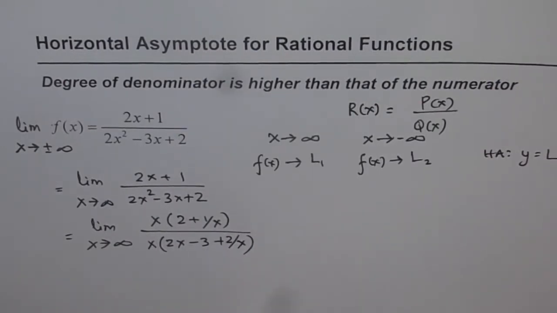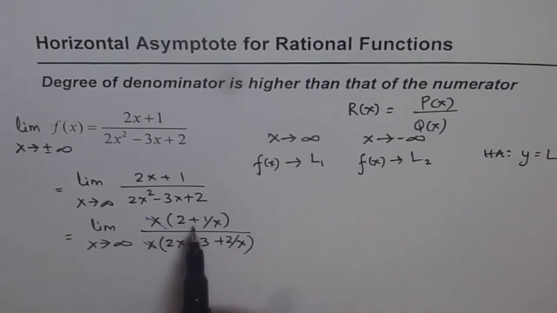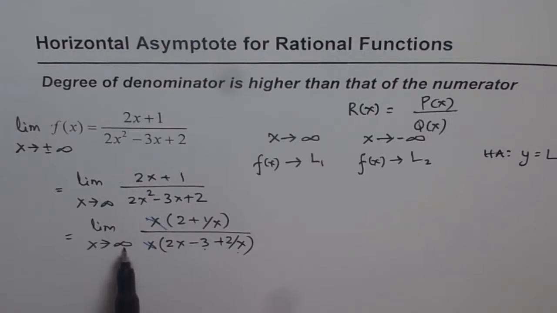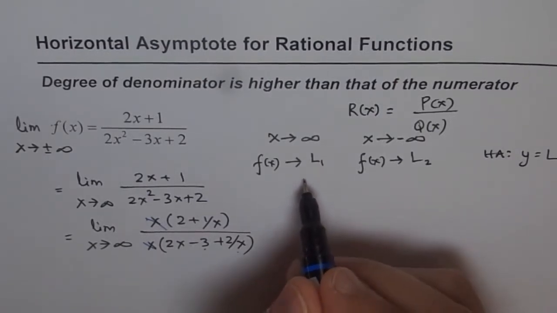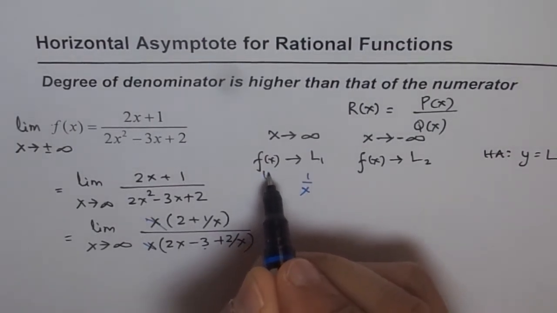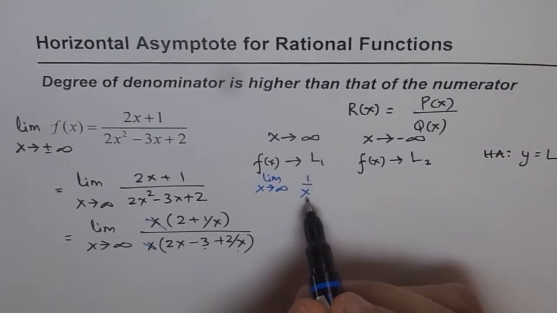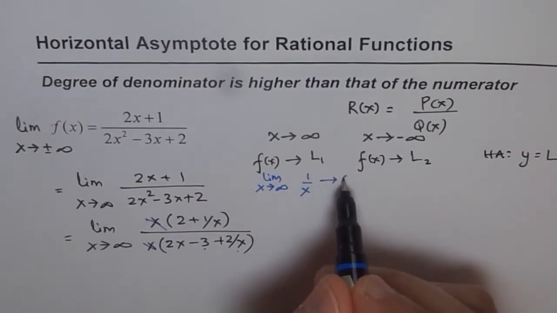That's what I get. Now, as you can see, x and x can cancel out. So you're left with (2 plus 1 over x) divided by (2x minus 3 plus 2 over x). Now, what happens to 1 over x when x approaches infinity? Let's see. If it is 1 over x, and we take the limit of this as x approaches infinity, it will be 1 over a very large number. So this will approach 0.